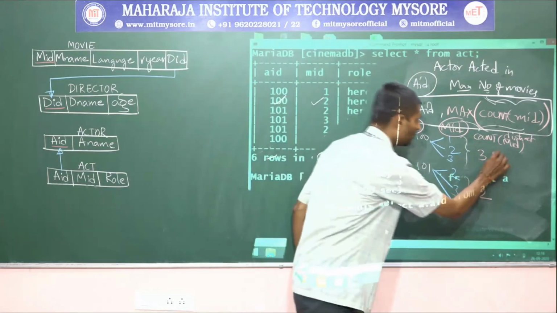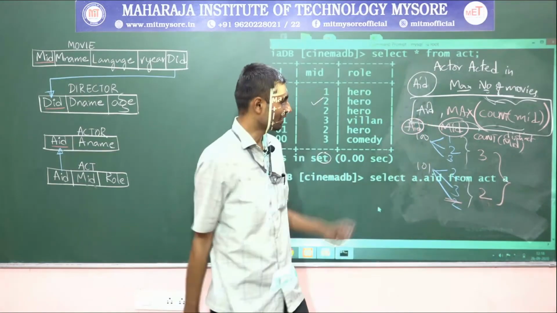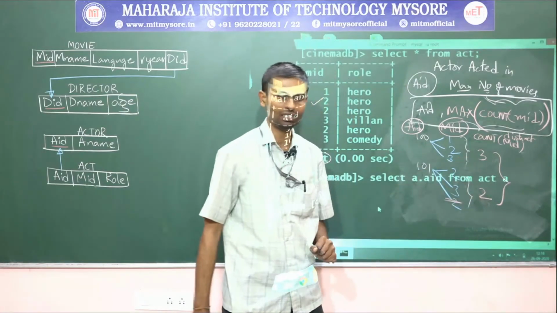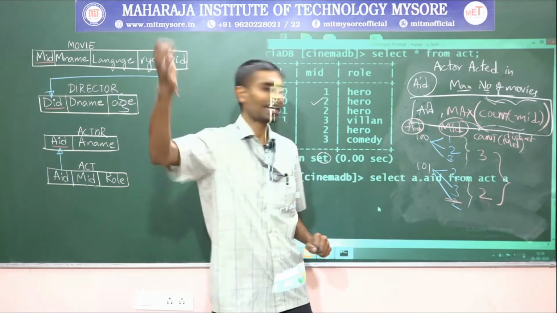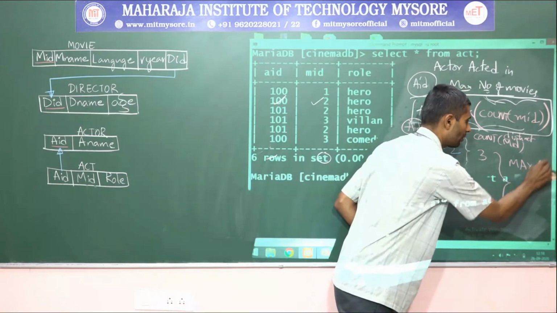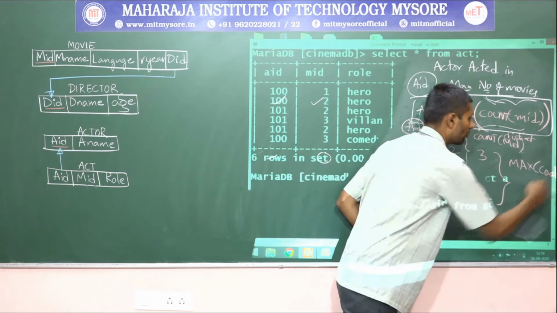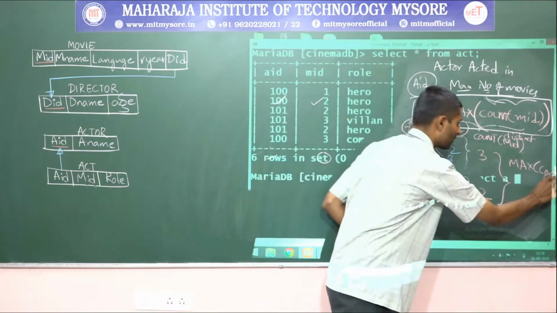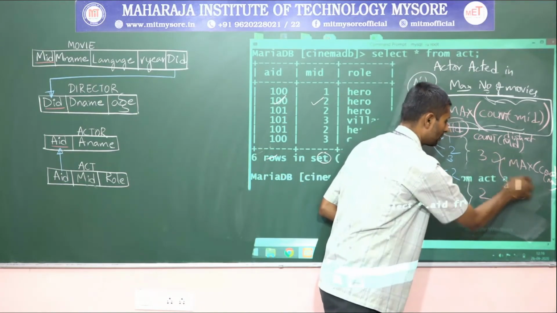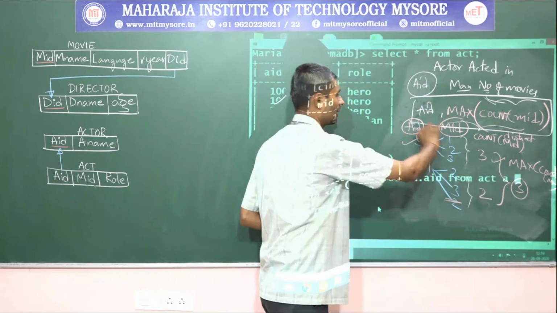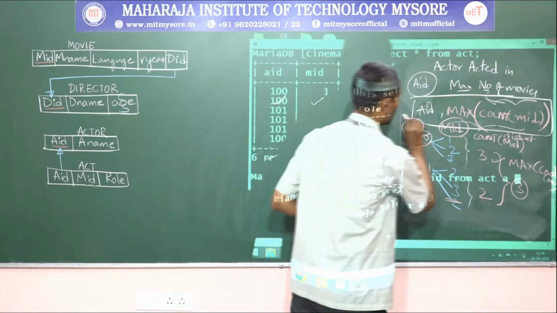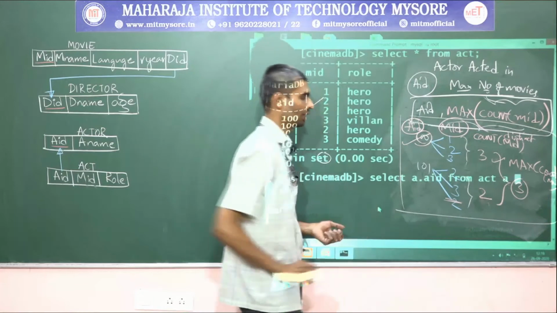Then what do we want? Between these two count values that we have listed, pick the maximum value. What is the maximum of this count? That means max of count of movie ID, right? The maximum is 3, and 3 is connected with 100, so retrieve this actor ID 100. This is the model we want to build.